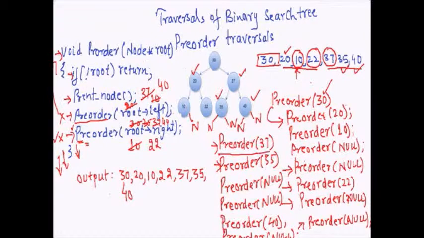When was pre-order 37 called? Pre-order 37 was called from pre-order 30. Now since we have already executed this step for 30, we'll exit from this function. So this is the execution of pre-order traversal of a tree. Hope this helped you to understand the recursive implementation of pre-order traversal.